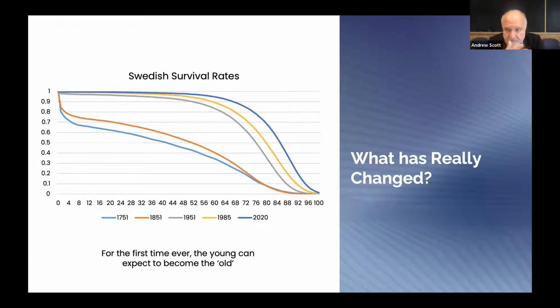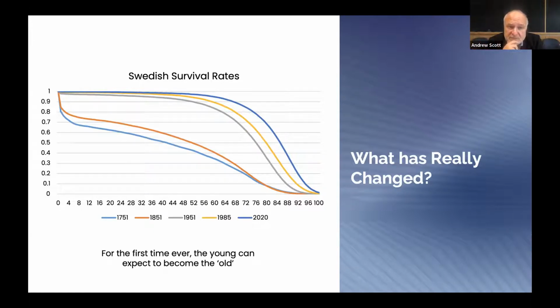I've chosen Sweden because the data goes back a long time. These are survival rates for a newborn in Sweden in 1751 and various other years. And you can see these survival rates, which show the probability of a newborn living to different ages. And the area under each survival curve is actually life expectancy. So life expectancy has been increasing, but you can see particularly the more recent shifts, it's a longevity transition.